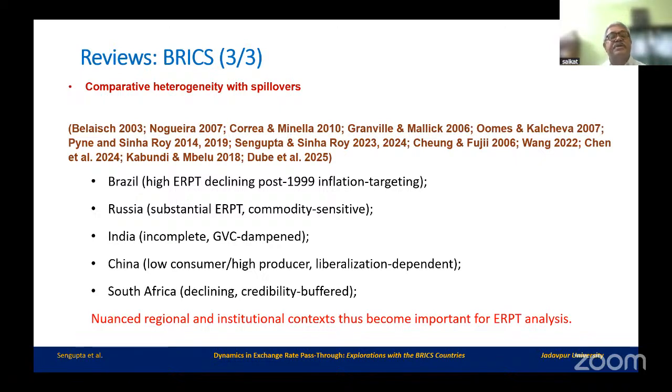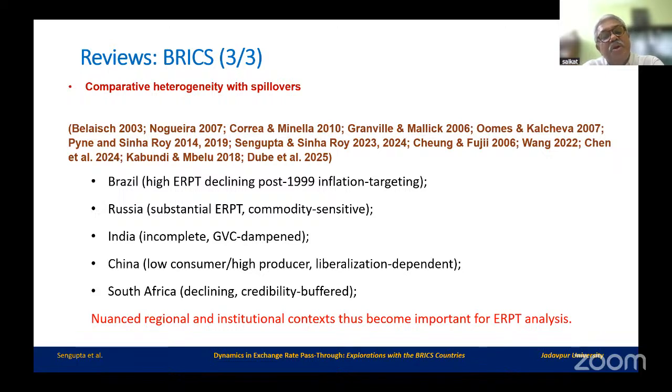Now, with respect to the BRICS countries, I'll just briefly say there's a large emerging literature where myself and Darpajit have also contributed, and another co-author of mine, Pradyut, and myself contributed. And there is a large literature on India by Sushant Malik and others. They say that Brazil has high ERPT declining in the post-99 inflation targeting period. Russia has substantial ERPT, and they are commodity sensitive, so they are heterogeneous across commodities. For India, it is incomplete, and participation in GVC has dampened the extent of exchange rate pass-through.